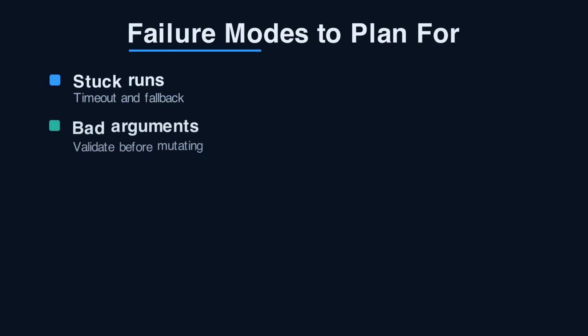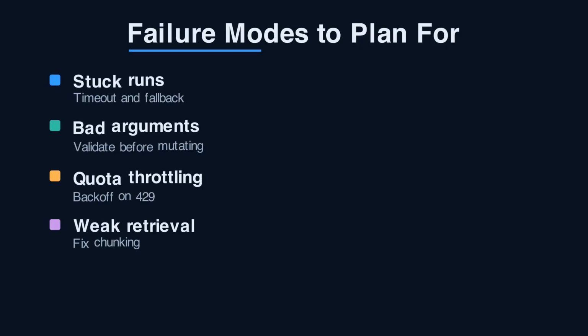Before you ship, harden against the real failure modes. Runs can fail or get stuck in requires action if your function callback throws or never submits output. So always set a timeout and a fallback path. The model can hallucinate tool arguments, so validate inputs before executing anything that mutates state.